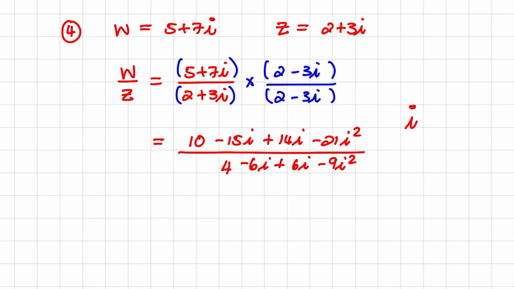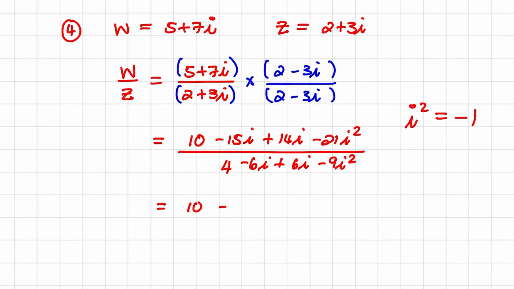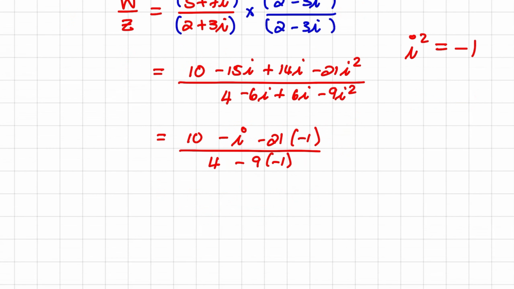And remember that i squared is equal to negative 1. So when I simplify, I have 10 minus i minus 21 times negative 1 over 4 minus 9 times negative 1, where the 6i's will cancel one another out. And simplifying further, I have (31 minus i) over 13. And that is how we divide complex numbers with each other.